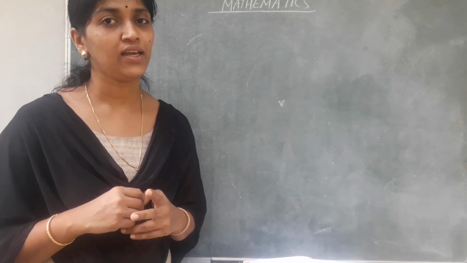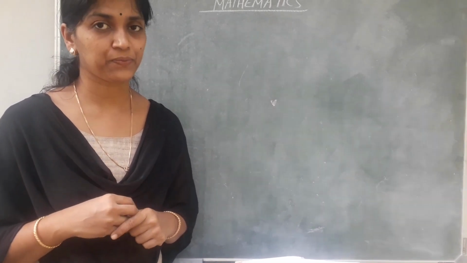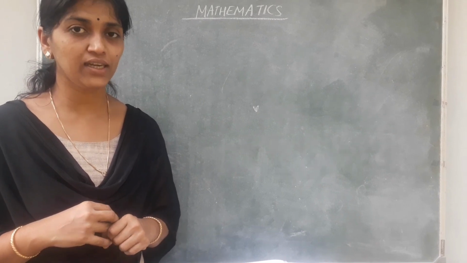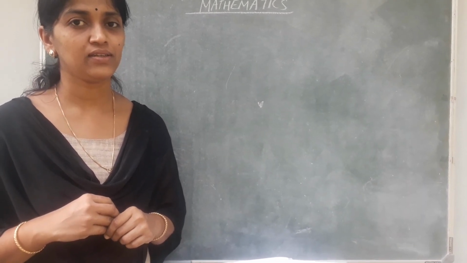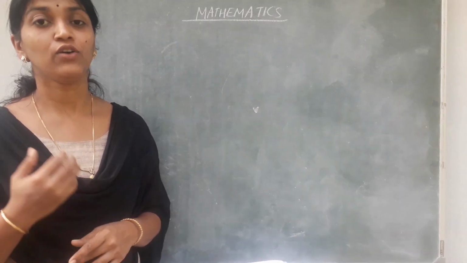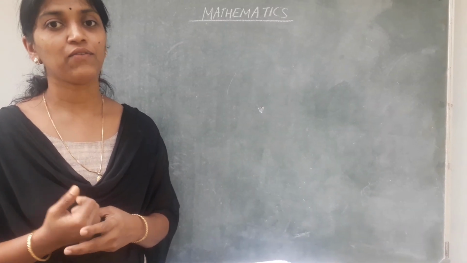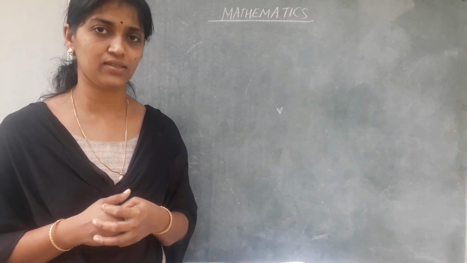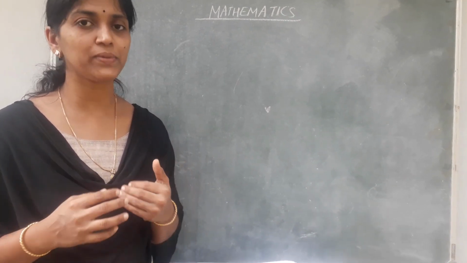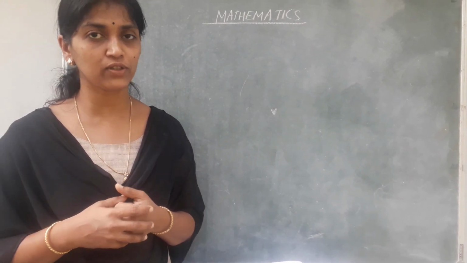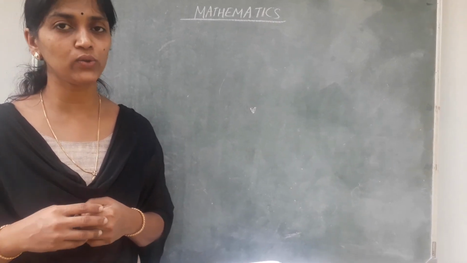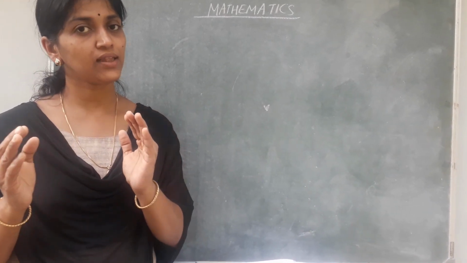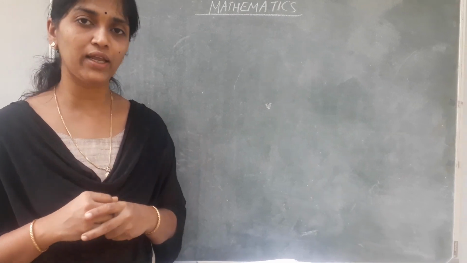And what else have we studied? We have studied the remainder theorem, the factor theorem, and the value of the polynomial. You know how to find the value of a polynomial, isn't it? That is, if a polynomial is given and you are asked to find the value of the polynomial at a given value, you substitute that value for the variable and find the polynomial value.